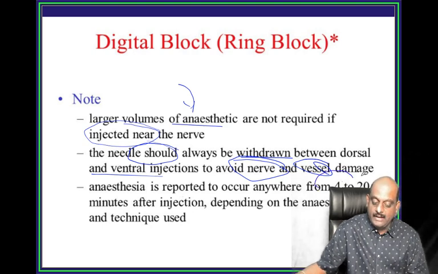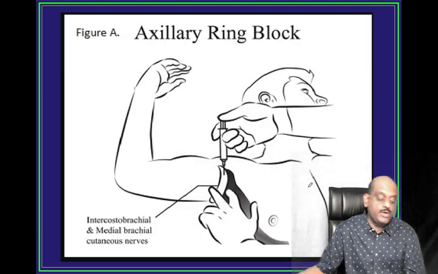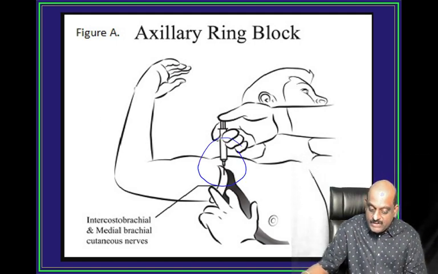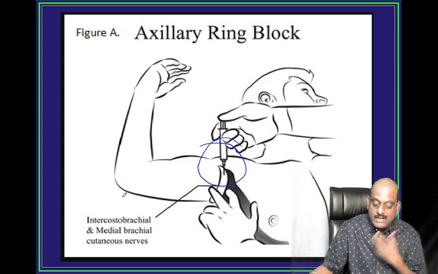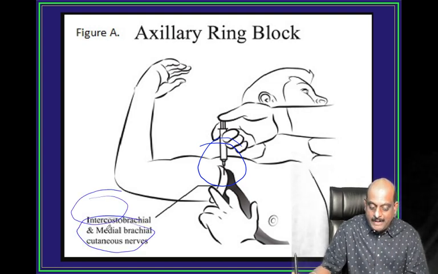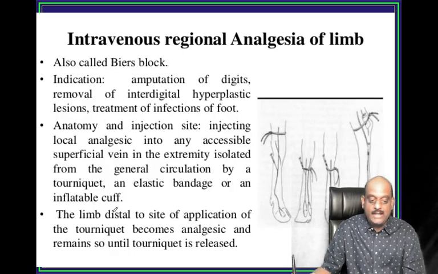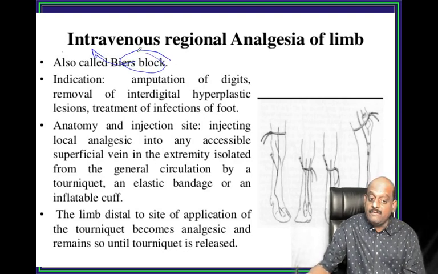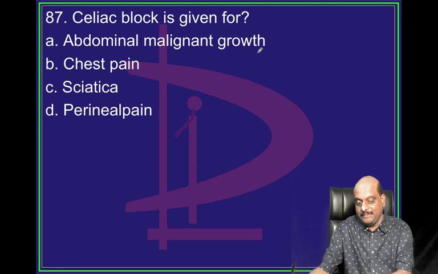And anesthesia occurs within 4 to 20 minutes. So this is an example of an axillary ring block where you are injecting very close to intercostobrachial and medial brachial cutaneous nerves. Bier's block is called intravenous regional analgesia.